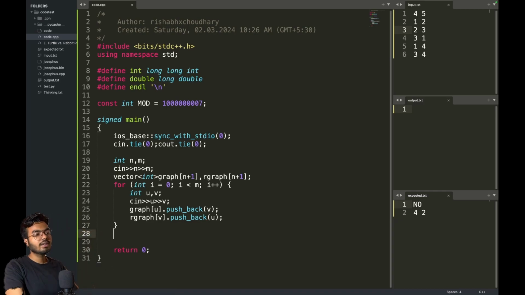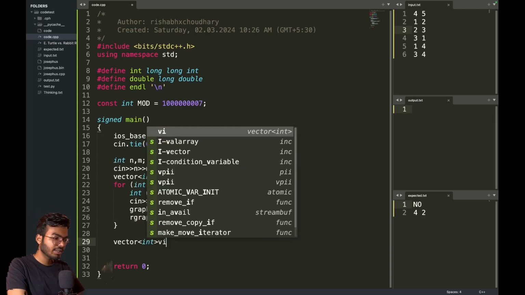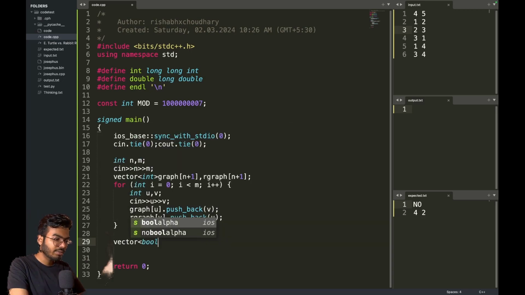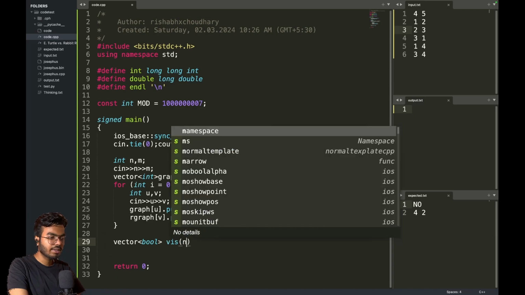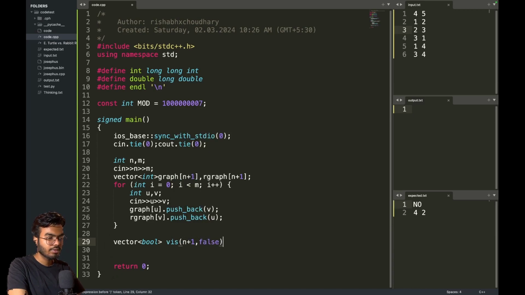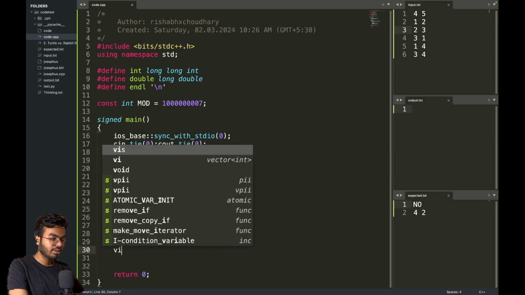Why do I even need the graph? Because we want to find a topological sort. And why do we need the reverse graph? Because we want to traverse in the reverse graph to mark all the nodes as visited. Now my first task is to find the topological sort. So let's say vector of bool visited of n plus 1, comma false. Initially every node is not visited, and now I will need the topological sort.